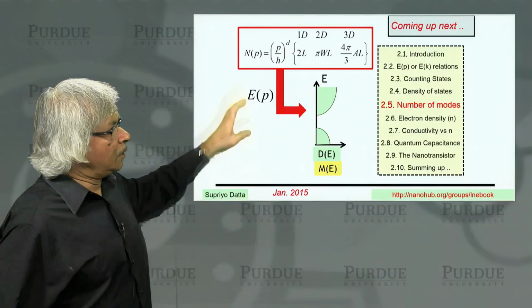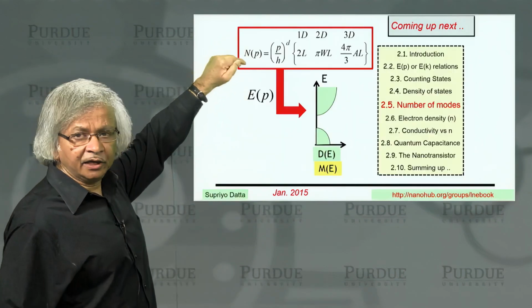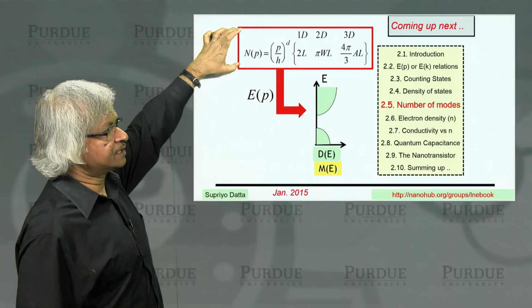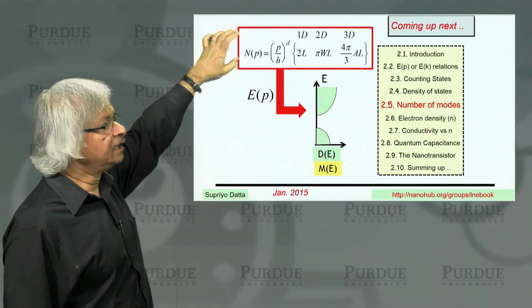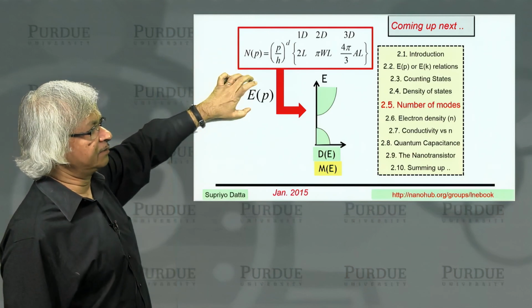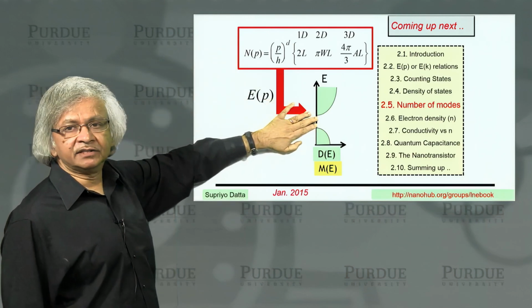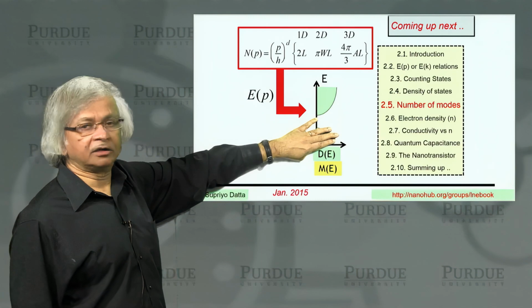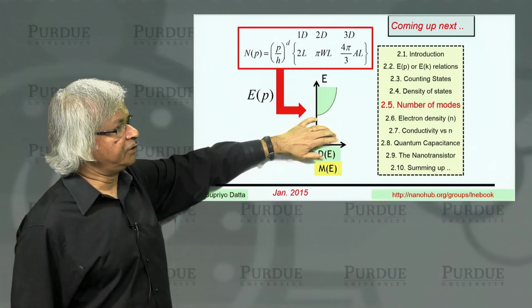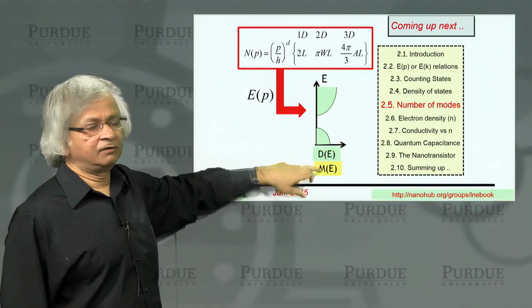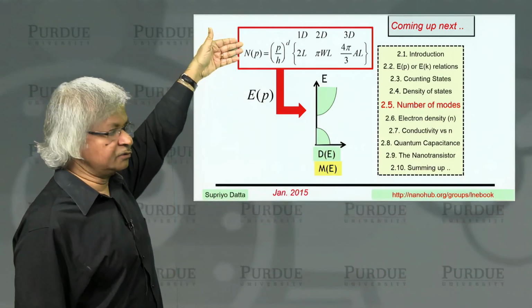Okay? So, I think we're done with what we're trying to do here, namely start from this rule for counting states that we got from the third lecture, combine it with the energy momentum relation to get a density of states. That's what we talked about. And what we'll now talk about next is how you get the number of modes from this root N of P.